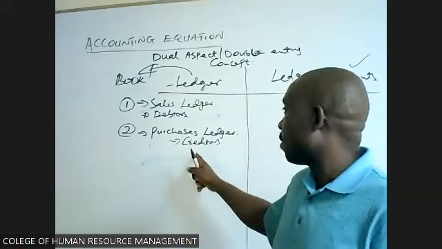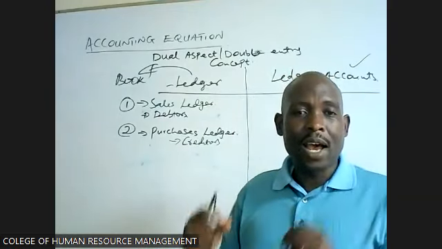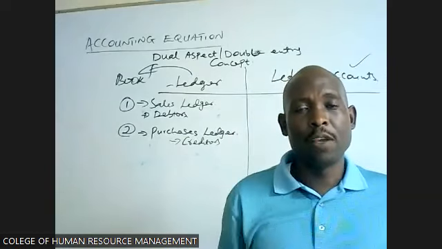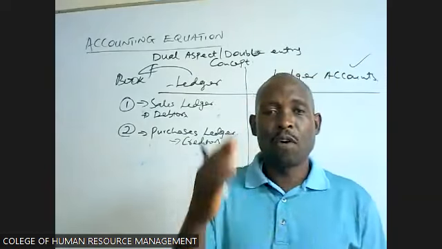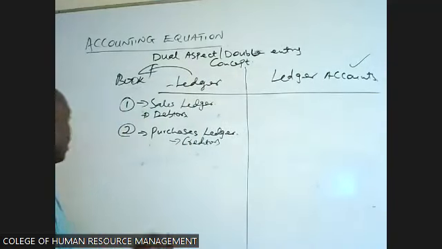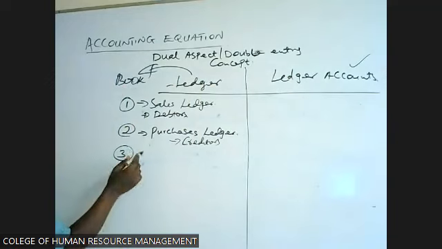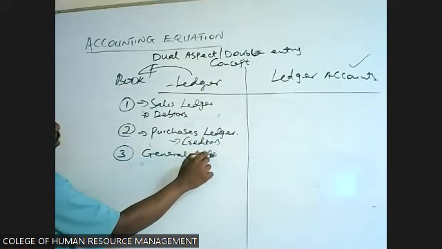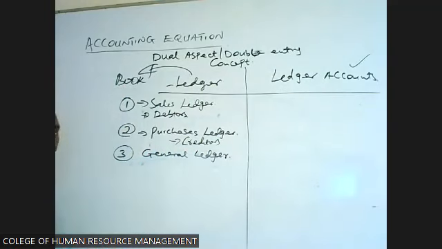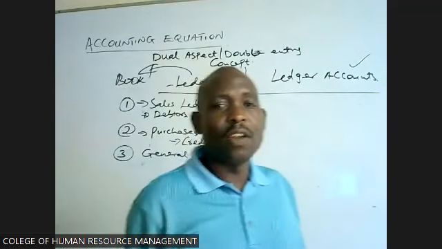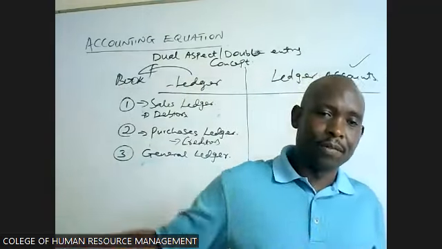The same case applies here. Every supplier has his or her own account. An account is only the page. That page is for customer A or supplier A. That is it. Lastly, number 3, we have what we call the general ledger. The general ledger now records all the others.